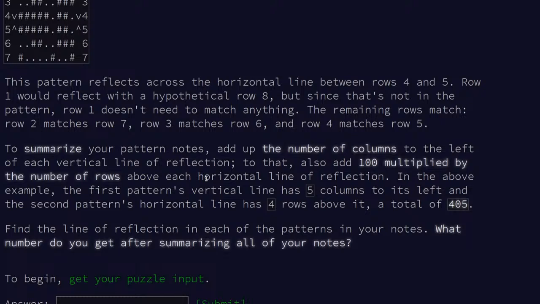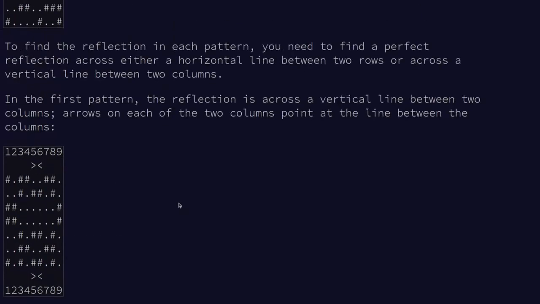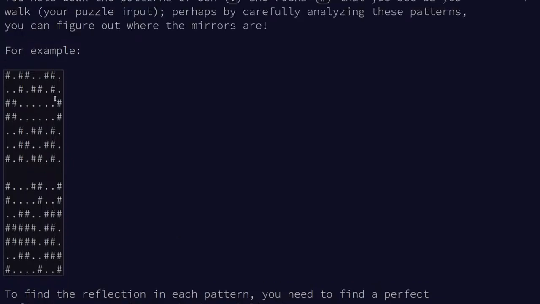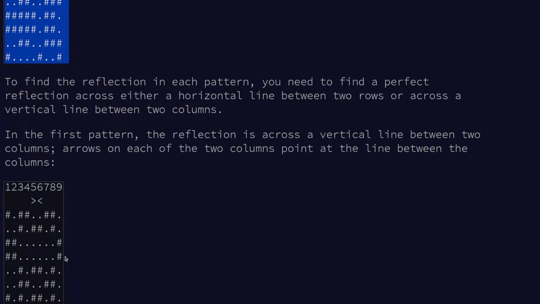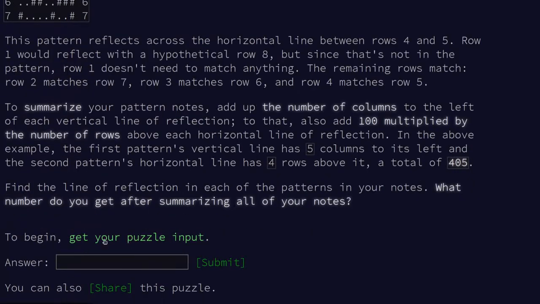Find the line of reflection in each of the patterns in your notes. What number do you get after summarizing all your notes? I hope this summarizing means summing up. It's a bit confusing that way. Okay, these are the 2 inputs and what is given to us. The first pattern's answer would be, just give me a minute.